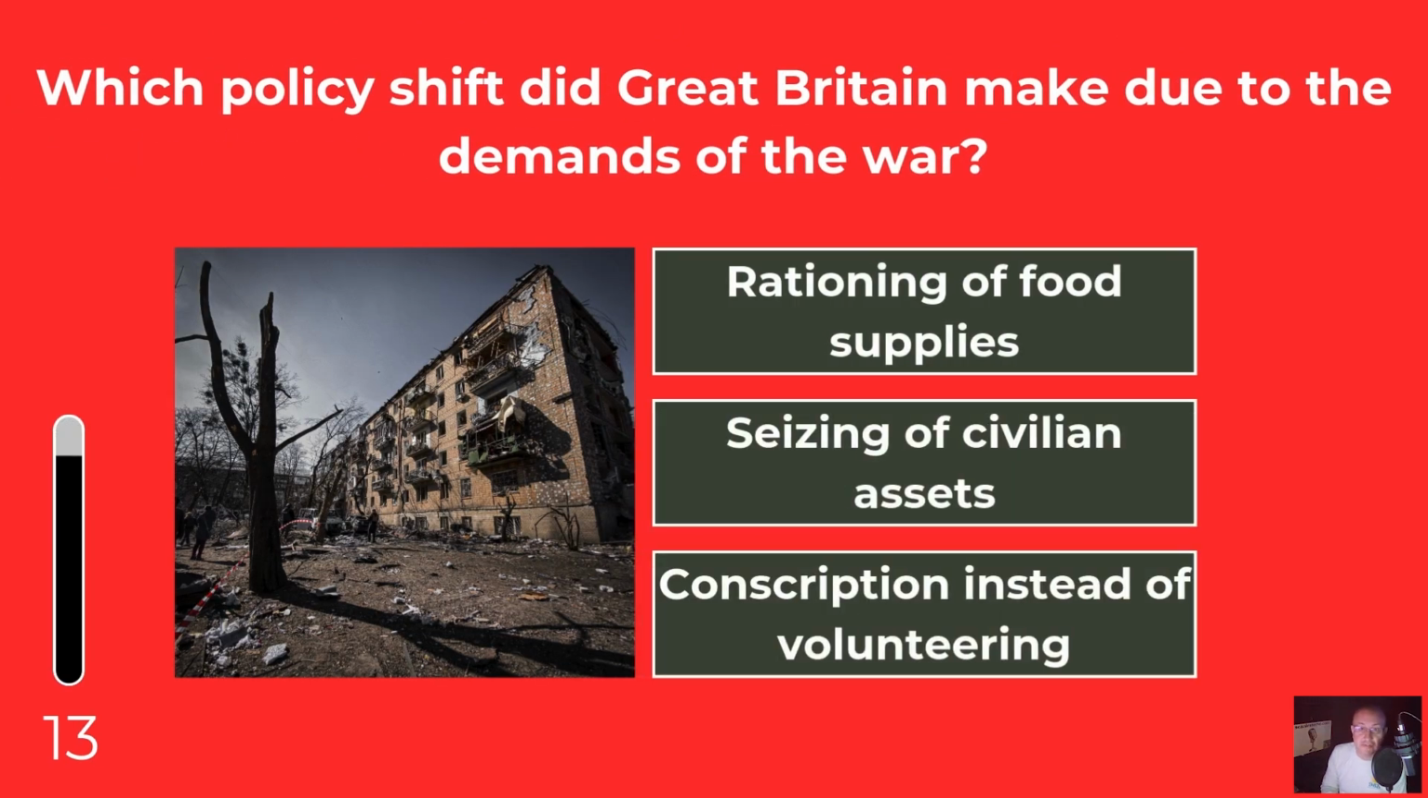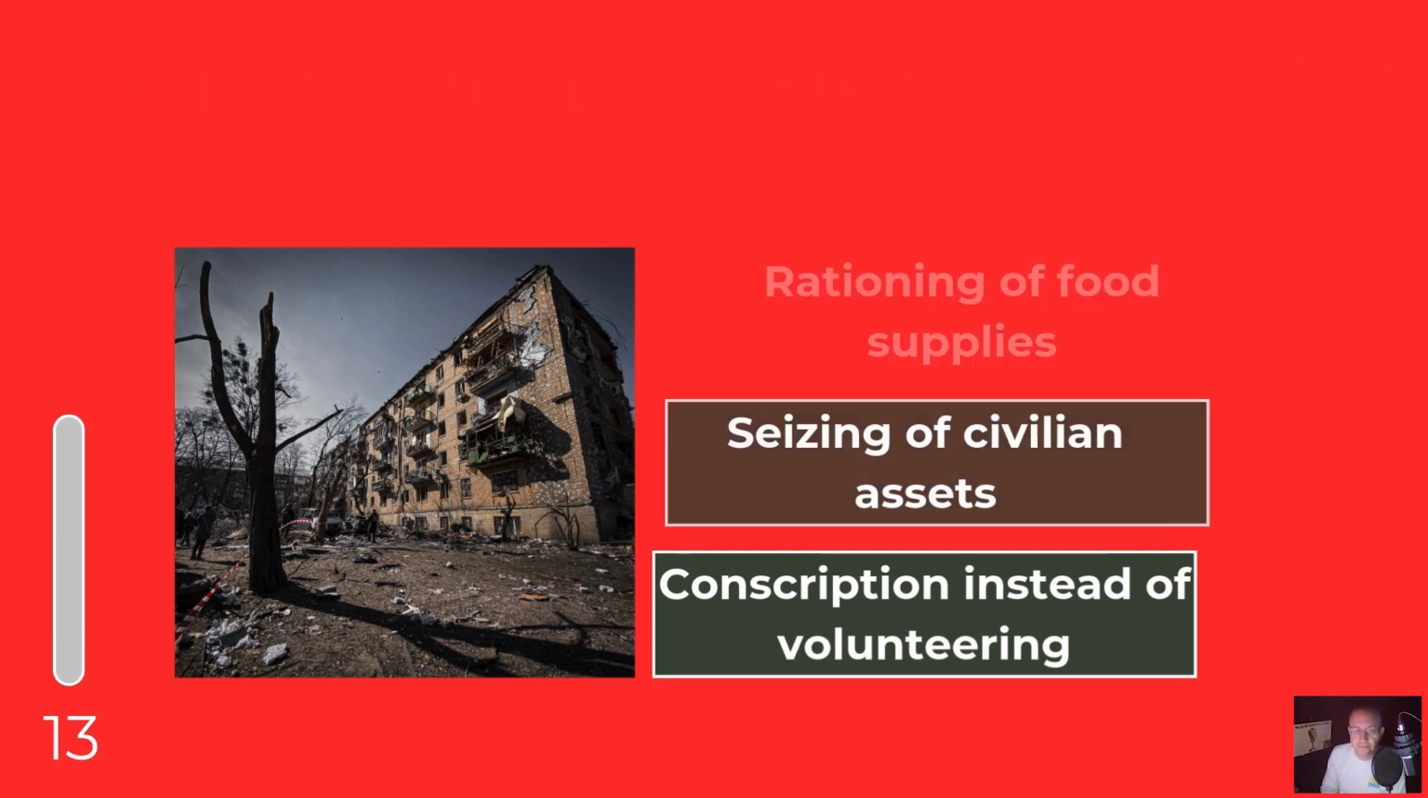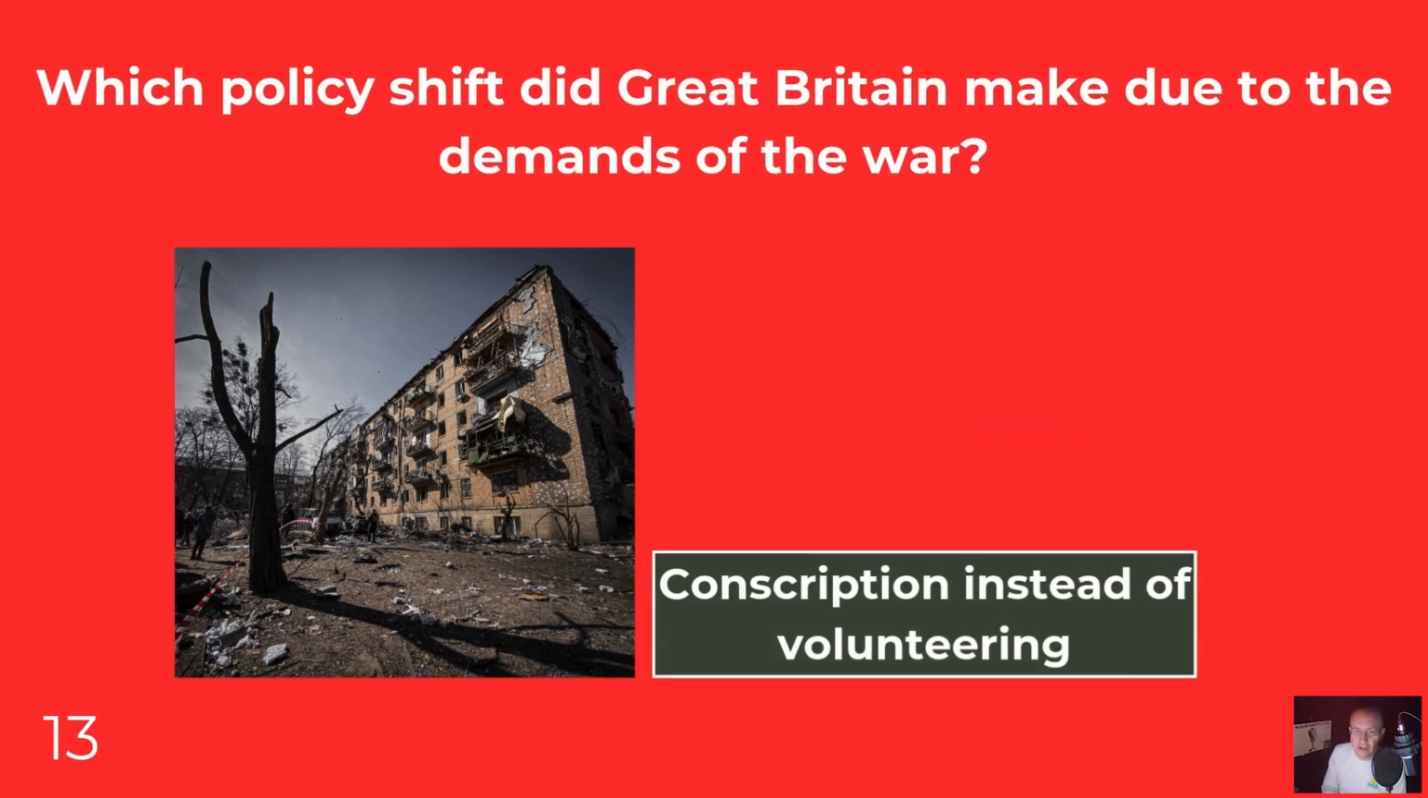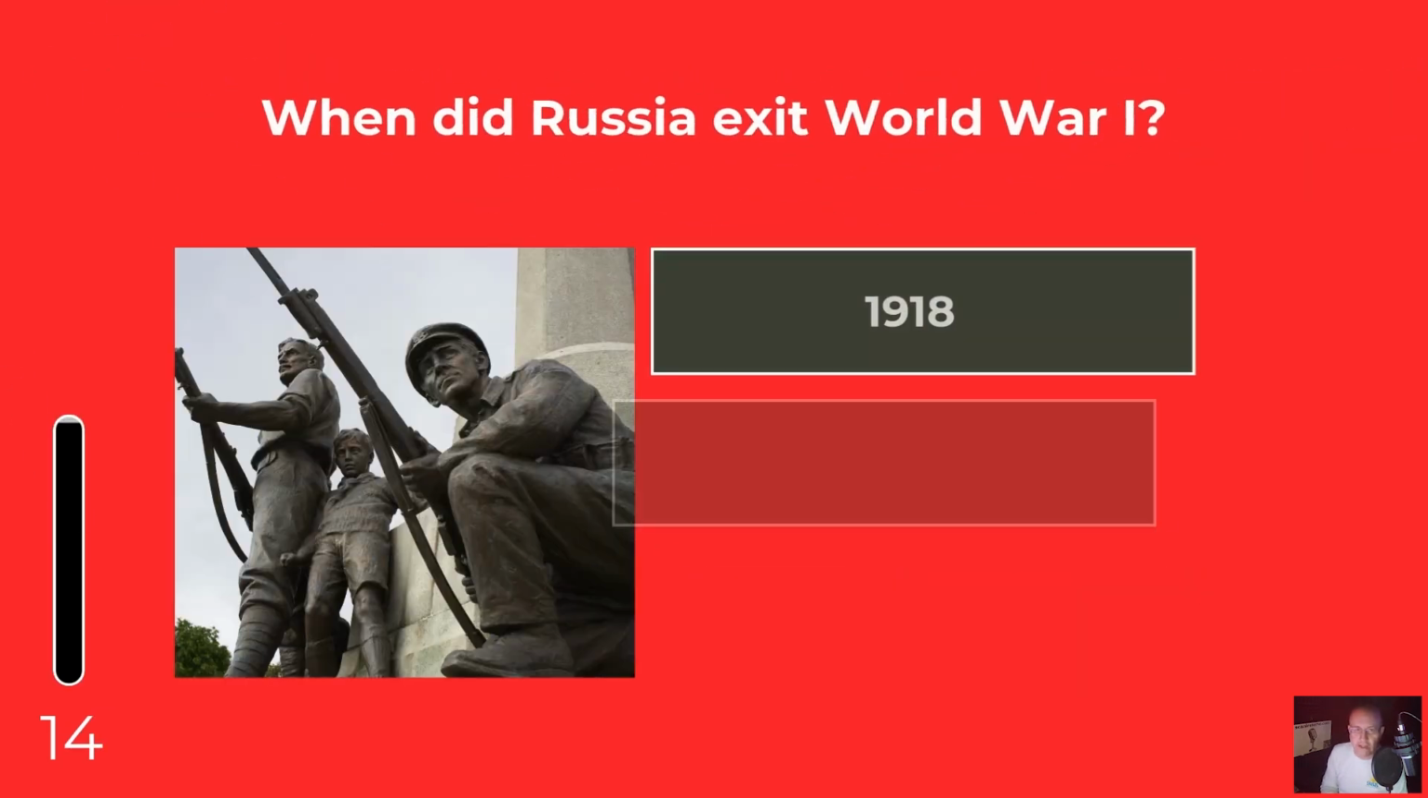Which policy shift did Great Britain make due to the demands of the war? Was it rationing of food supplies, seizing of civilian assets, or conscription instead of volunteering? They started drafting instead of taking volunteers only.